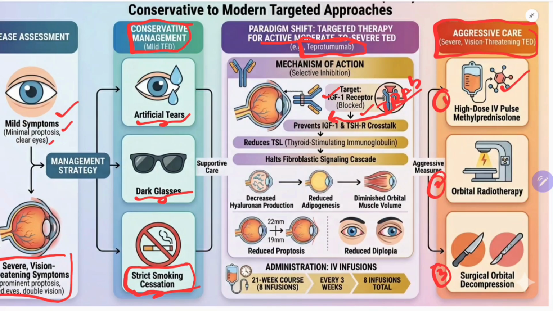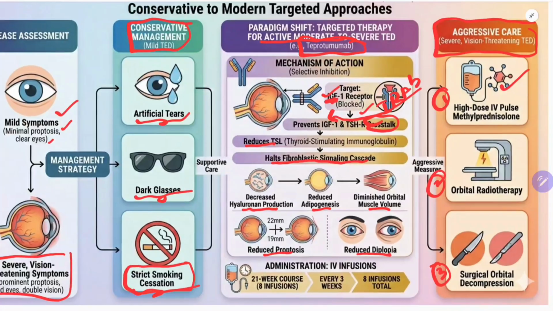Okay. So this IGF-1 will stimulate the fibroblast, and the fibroblast will secrete glycosaminoglycans, and that will cause swelling and adipogenesis and muscle disease, all those things. So when you are blocking this IGF-1 receptor, this crosstalk is blocked. This will reduce the thyroid stimulating immunoglobulin effect. This will halt the fibroblastic signaling cascade. So decreased glycosaminoglycan production, reduced adipogenesis, diminished orbital muscle volume. So reduced proptosis, reduced diplopia.